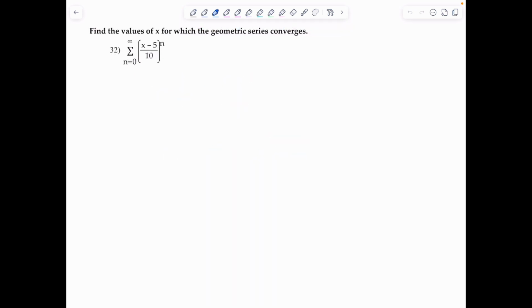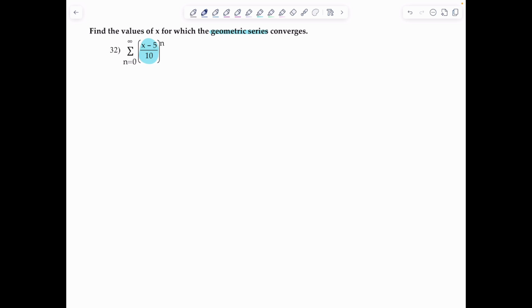All right, still on the topic of a geometric series, we're asked to find the values of x for which the geometric series converges. So observe we have the sum, n equals 0 to infinity, of x minus 5 over 10 all raised to the n. They're telling us this is a geometric series, and so we should be able to identify what r is, the common ratio. Do you see it?